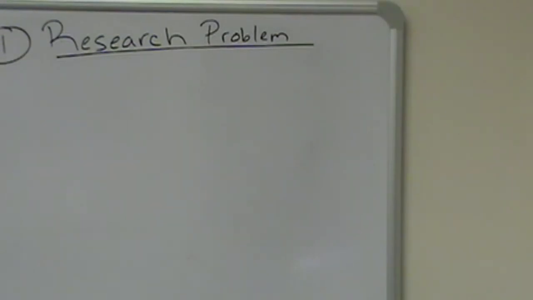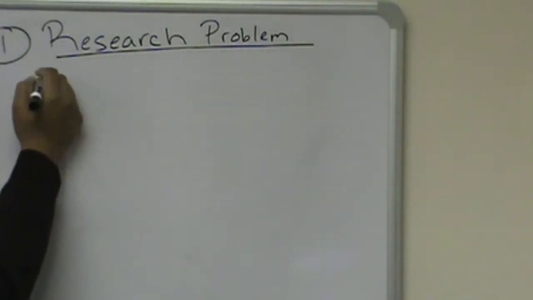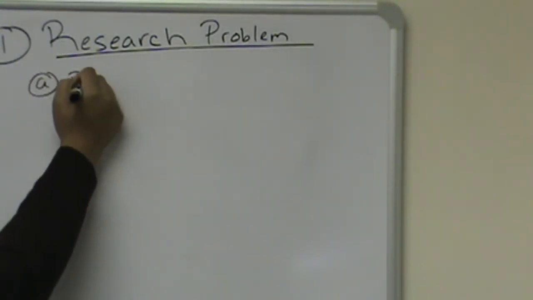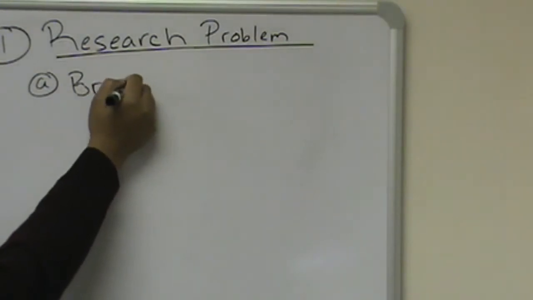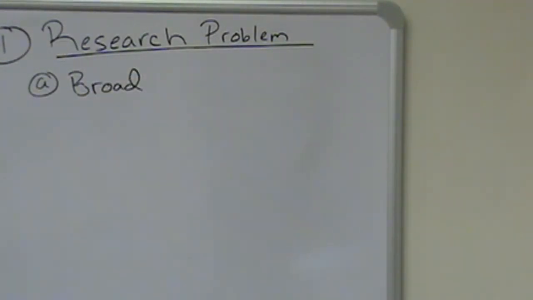Okay, so your introduction should begin with a discussion of the research problem. Give the reader a little context of what the paper is all about. A couple things to keep in mind. Number one is to begin broad. So this is a broad introduction into the problem, and then you get specific when you get to the rationale part of the intro. But to begin with, we're going to start really broad.